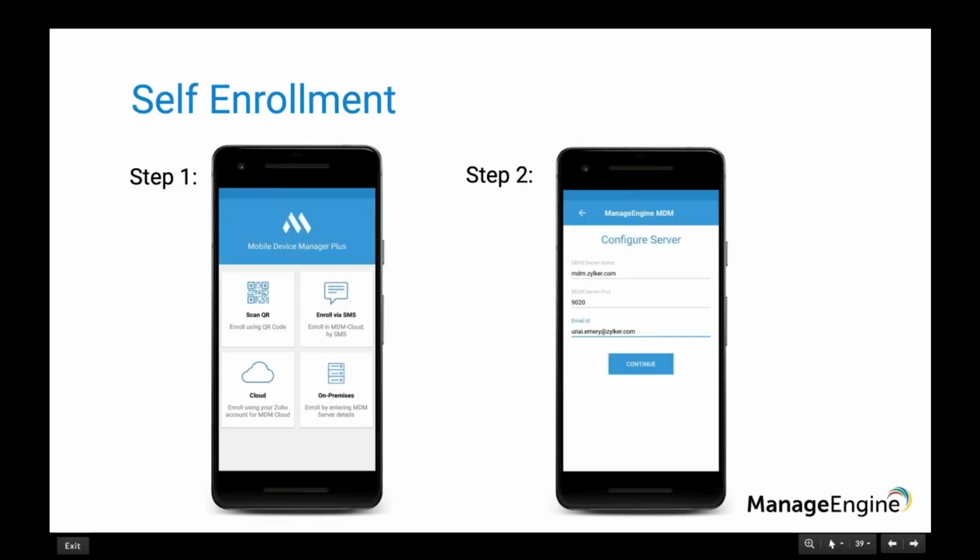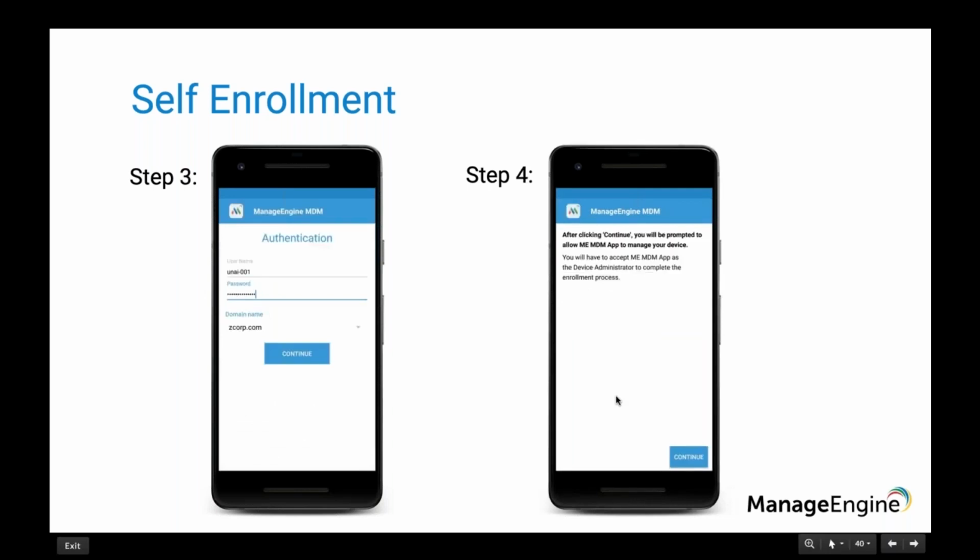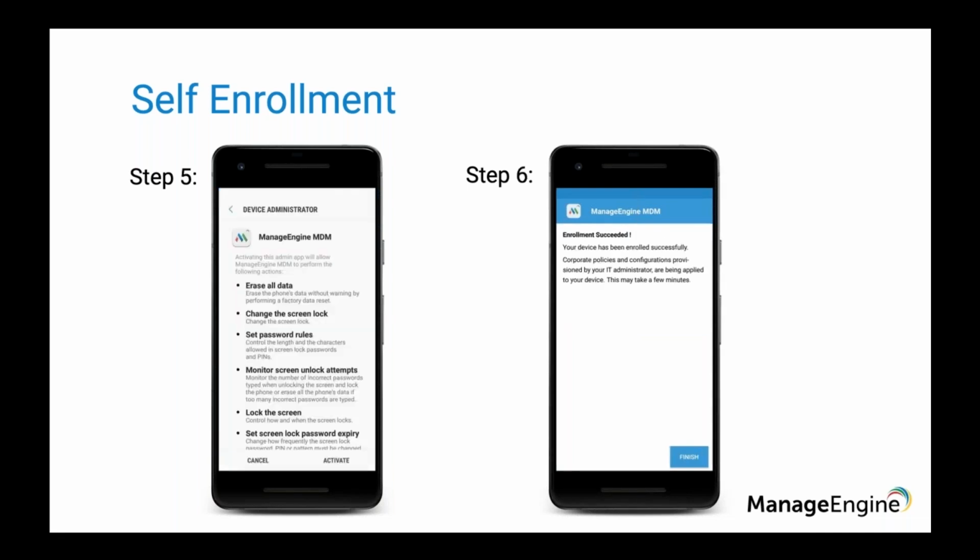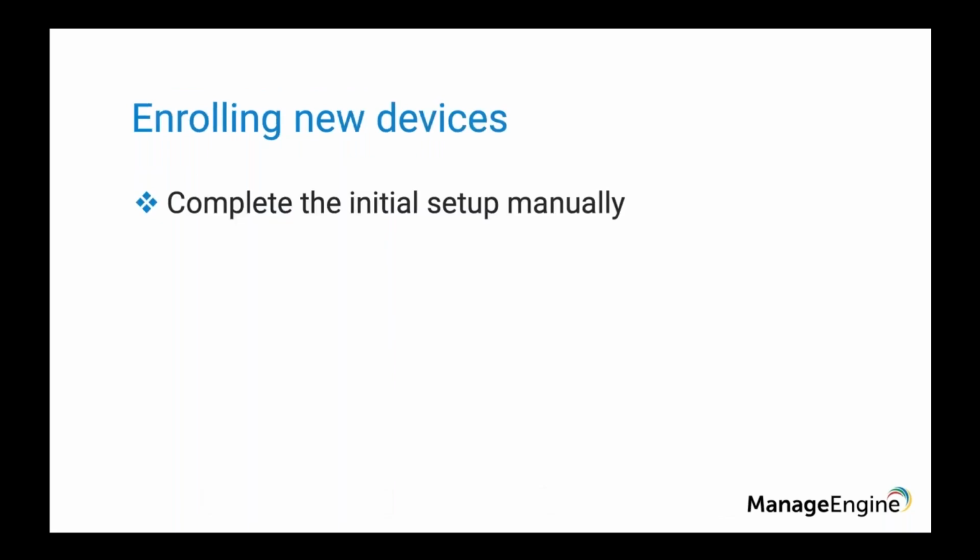So for the first step, when the user accesses the link, if it's an Android device, we would install the application. If it's iOS, since we use the native client, it would be within your Safari application itself. You then provide the necessary details over here, the server details. And once that is done, you provide your authentication details, your username and password that are synced with the AD system. Then you go through these steps, activate the MDM as the device administrator, and then complete the enrollment process itself. So this would automatically complete your enrollment steps.